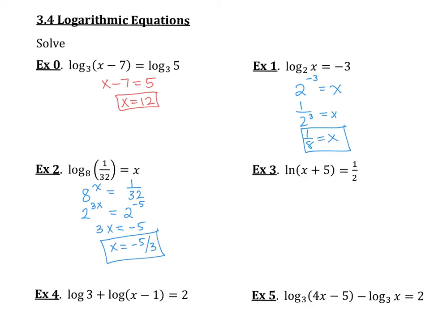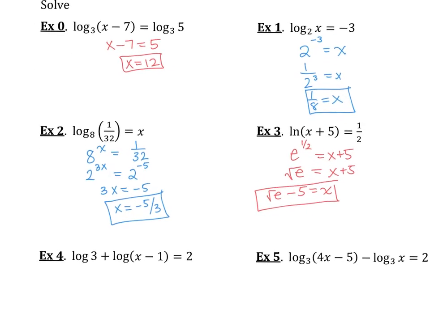Okay, next one, ln of x plus 5 equals 1/2. I'm going to rewrite this in exponential form because it's a natural log. The base is automatically e, so e to the 1/2 equals x plus 5. 1/2 is really the square root of e, and that's a nicer way to write it. Okay, and then I'm going to subtract the 5 to the other side. The square root of e minus 5 equals x, and that's a nice exact answer. If they asked you to put it in your calculator, you could. If they don't ask you to put it in your calculator, you want to leave it in the most exact form possible.